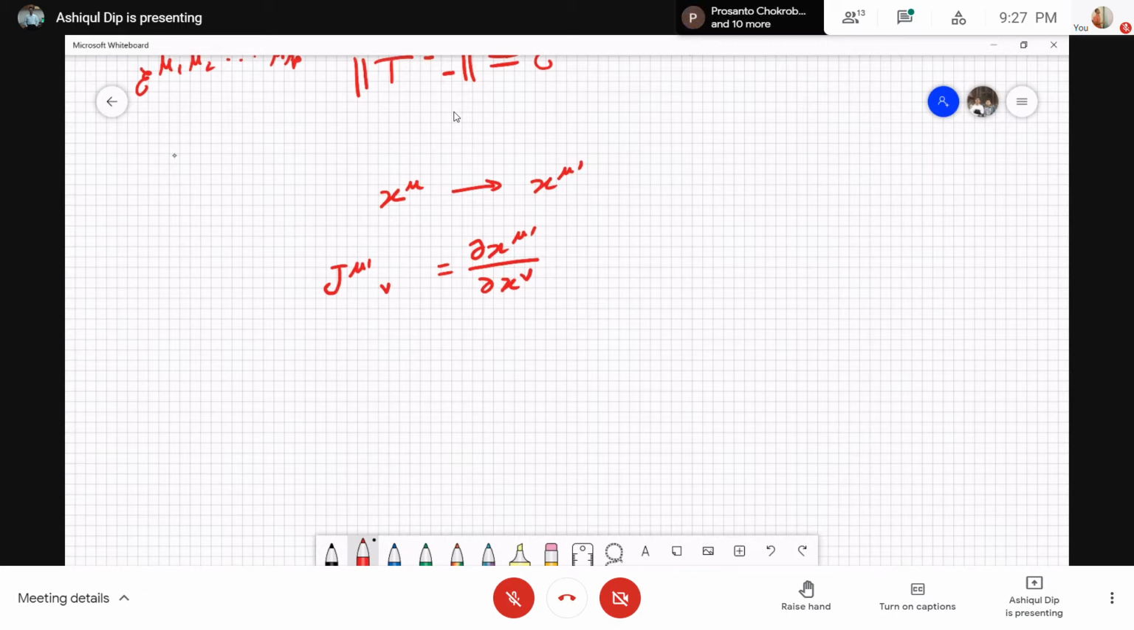Or in a more verbose way, we could write J mu prime nu, which is basically x prime by x. Here we mean we are going from the x coordinate to the x prime coordinate, so x prime is the new one and x is the old one. So this is again a matrix, that's all. As it is a matrix, it should have a determinant as well.